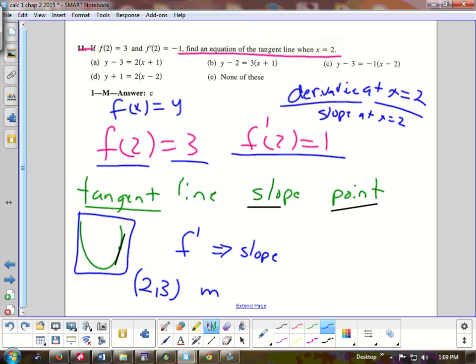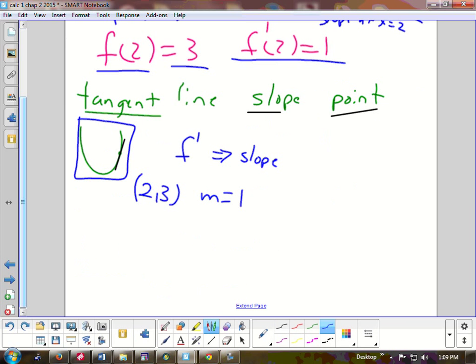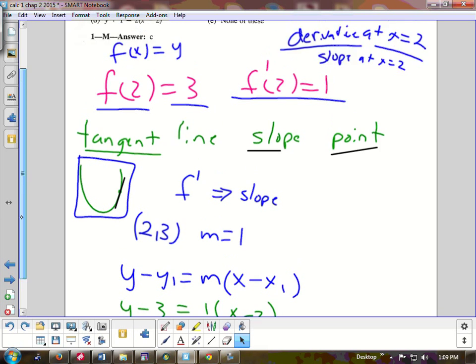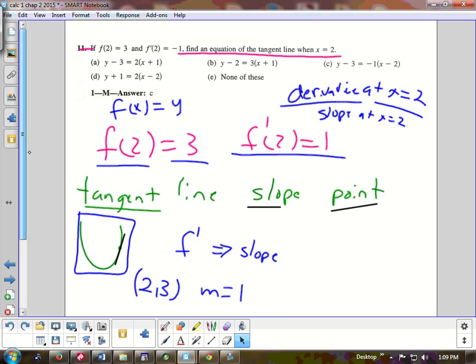So you have a point and a slope, and you're just going to do, sorry, the slope is 1, not 2. You're going to do the equation of a line. The answers are in point-slope form, so that's y minus y1 equals m, x minus x1. So you're going to just plug in your values. y minus 3 equals m(1), x minus 2. And if you look at your answers, apparently C is the answer.